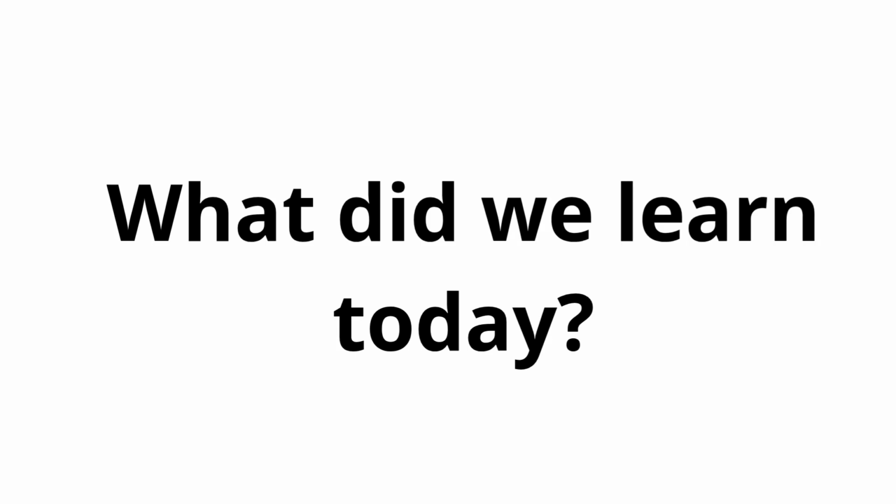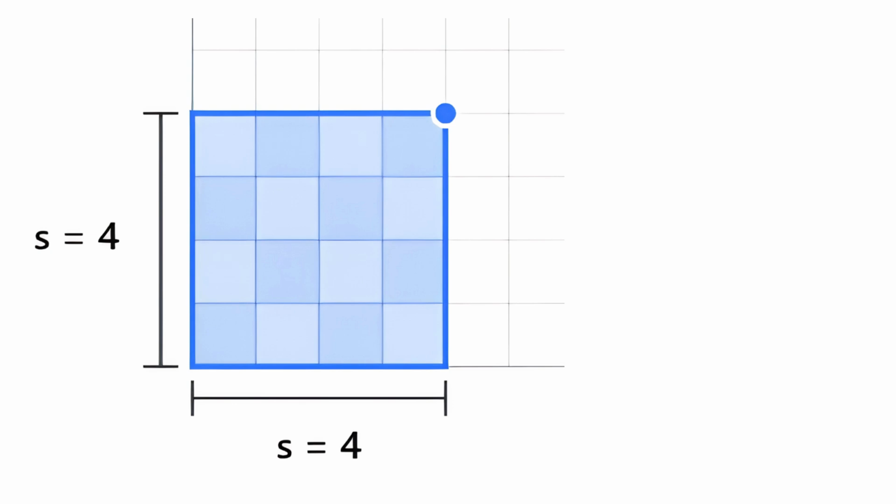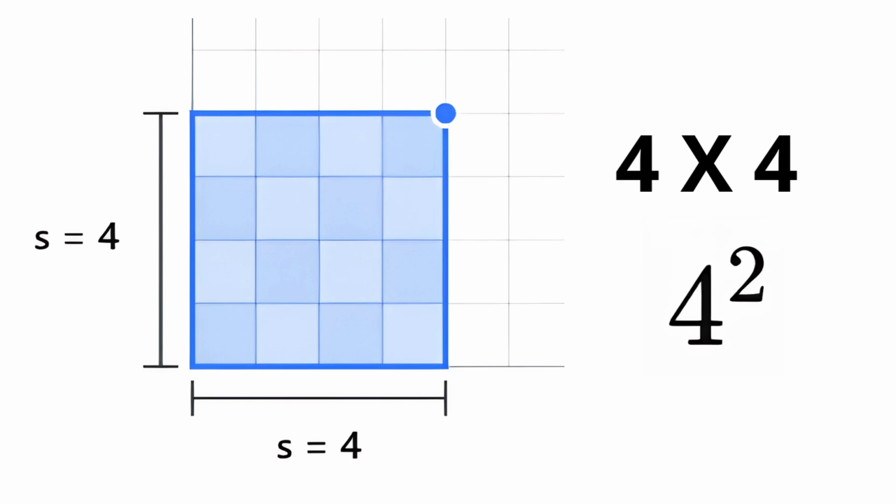So, what have we learned today? A square number can be represented visually using a square grid. We can calculate the total number of squares by multiplying the number of squares on one side by the number of squares on the other side. When both sides have the same number of squares, we multiply the number by itself. And we can write this using an exponent.